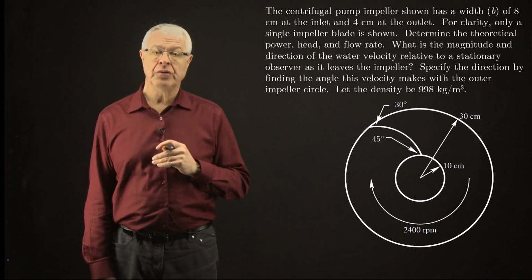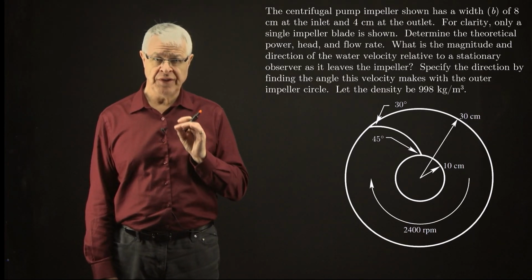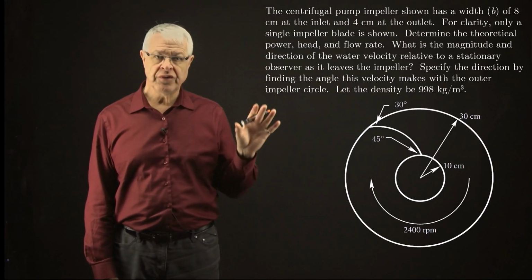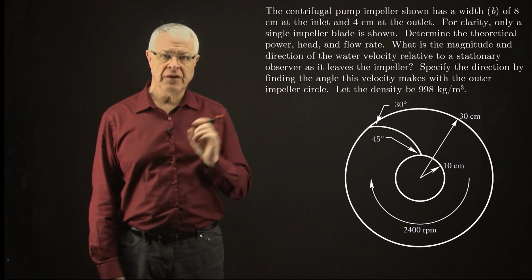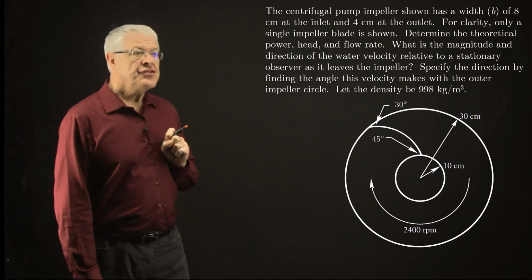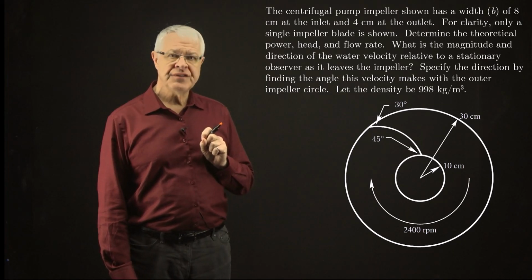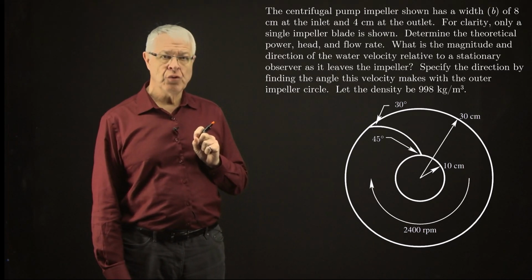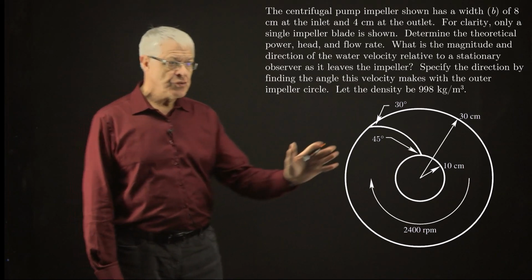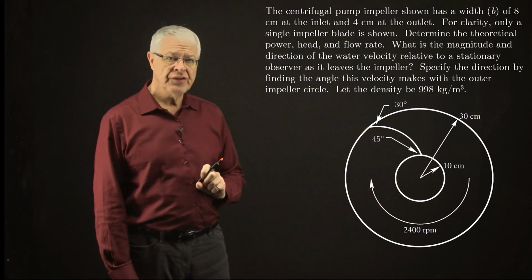So today we're going to do a centrifugal pump design point calculation. So we'll read through this problem statement, talk about the diagram, and get started. So the centrifugal pump impeller shown has a width B of 8 centimeters at the inlet and 4 centimeters at the outlet. So realize this diagram here is showing us the impeller.